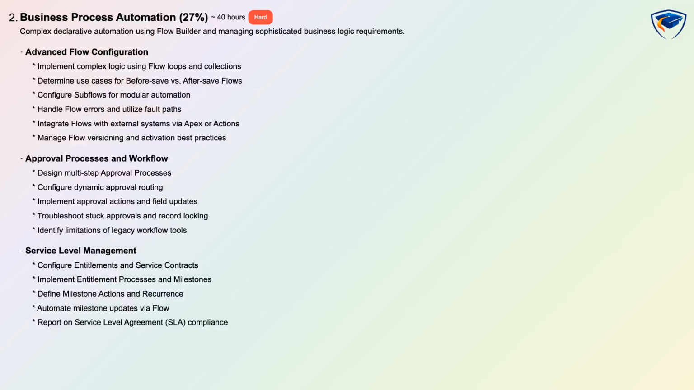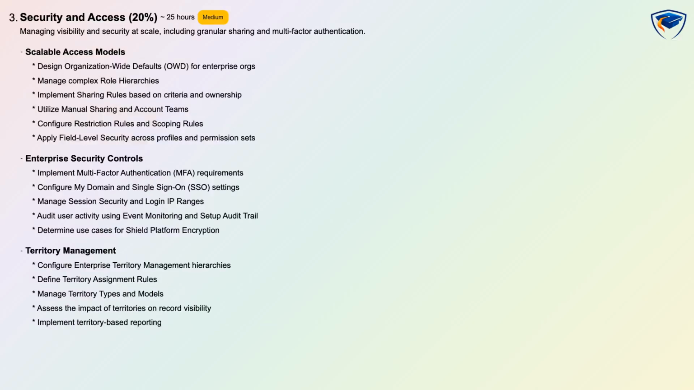Security and Access represents 20% of the exam, is medium difficulty, requires 25 hours, and is assessed conceptually and with scenarios. You will design scalable access models starting with organization-wide defaults, complex role hierarchies, sharing rules, manual sharing, account teams, restriction rules and field-level security across profiles and permission sets.